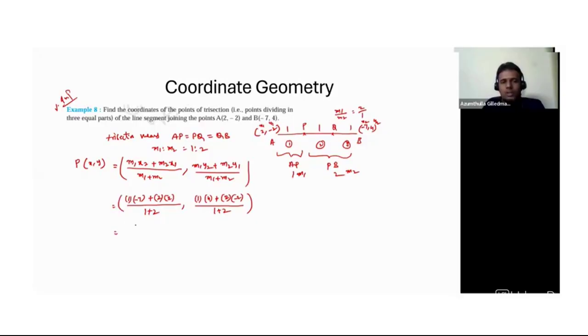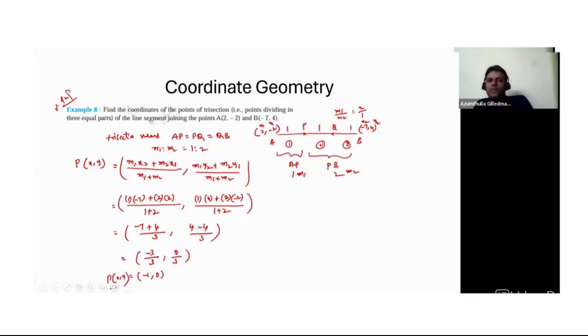Now, 1 into minus 7 is minus 7 plus 2 into 2 is 4, by 3, comma 1 into 4 is 4. 2 into minus 2 is minus 4. So 4 minus 4 by 3. That means minus 7 plus 4 is minus 3. So minus 3 by 3, comma 0 by 3. That means this point P is minus 1, comma 0. So one of the trisection points which divides the line into 3 equal parts is minus 1, comma 0.